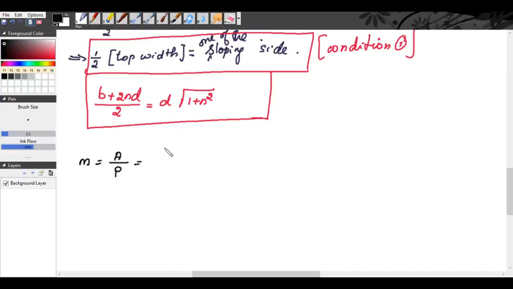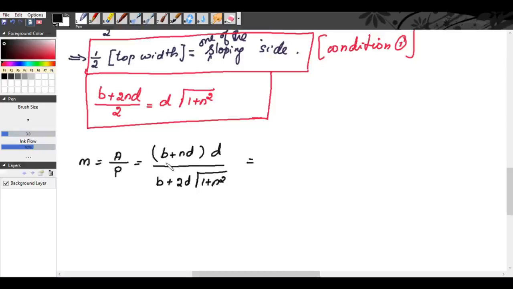So area is (b plus nd) into d, and the perimeter is b plus 2d into root of 1 plus n square. So that is equal to, now we will substitute this first condition. We will substitute the first condition here.